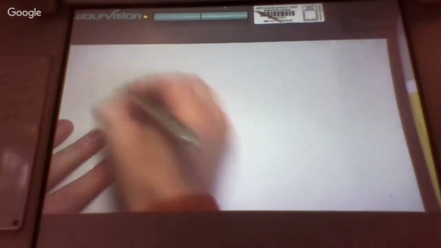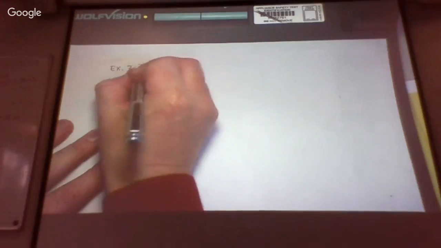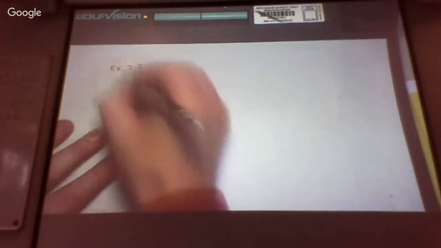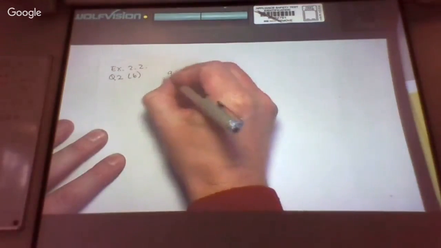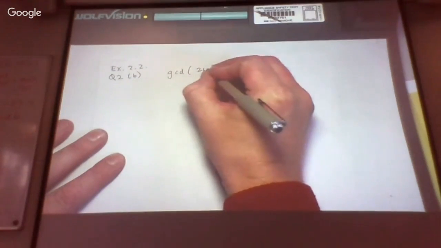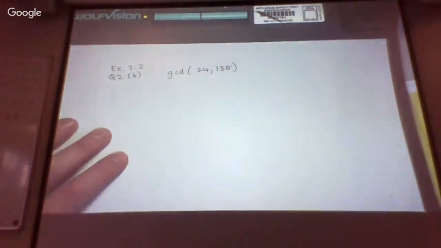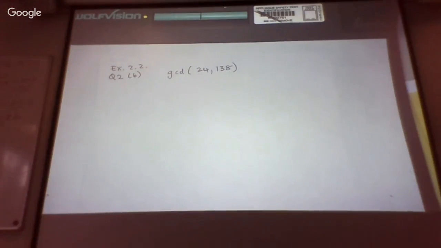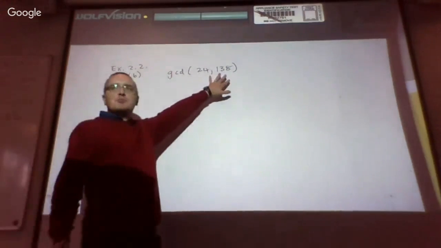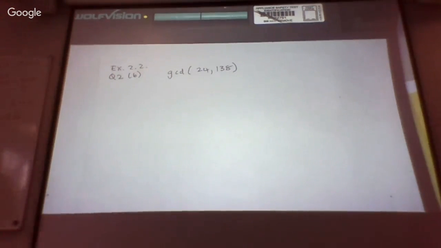So let's take one of these examples. I won't take the one with the biggest numbers. I'll go 138 and 24. Not too big, not too small. This is exercises 2.2, question 2b, with the GCD of 24 and 138. These numbers are huge. I don't know what the prime factorizations are. We'll pretend that. So how do I work out the GCD?